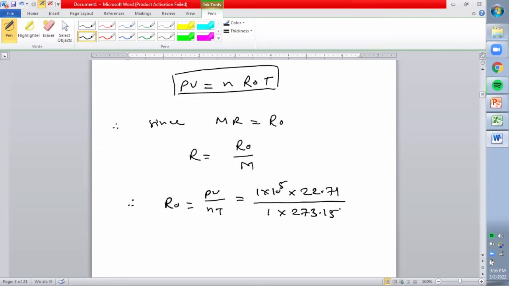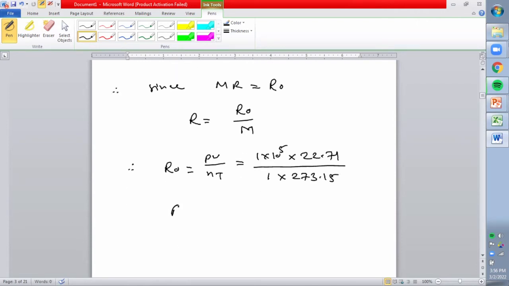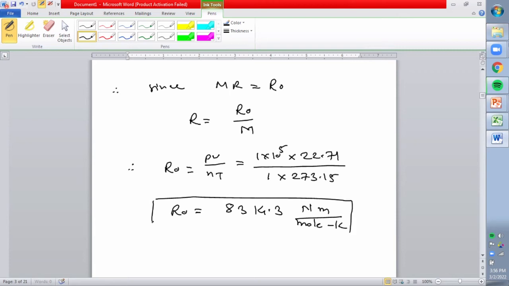0 degree plus 273.15 Kelvin. So it is 273.15 Kelvin only. So if you solve this, then we are able to get the value of R naught, and R naught comes around 8314.3 Newton meter per mole Kelvin. So many times they ask this derivation, that prove that the value of R naught is equal to 8314.3 Newton meter per mole Kelvin.